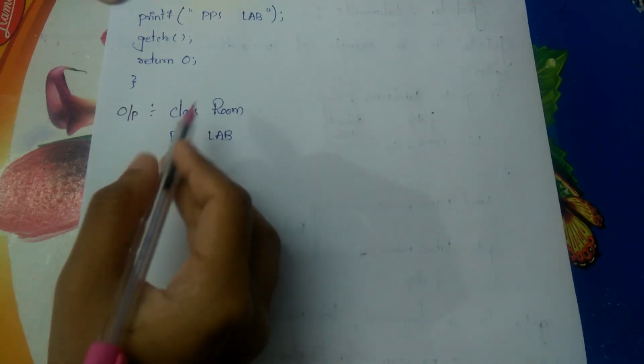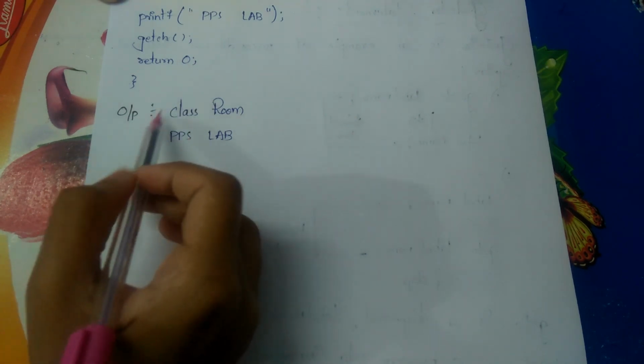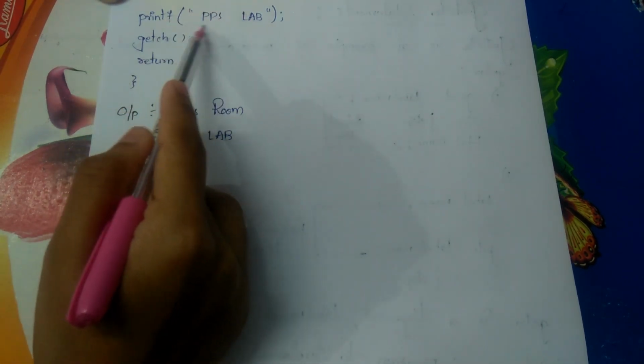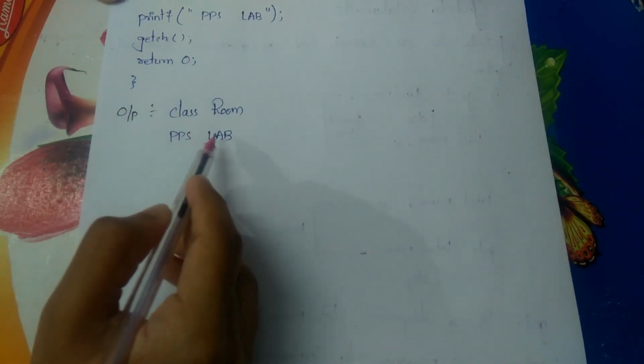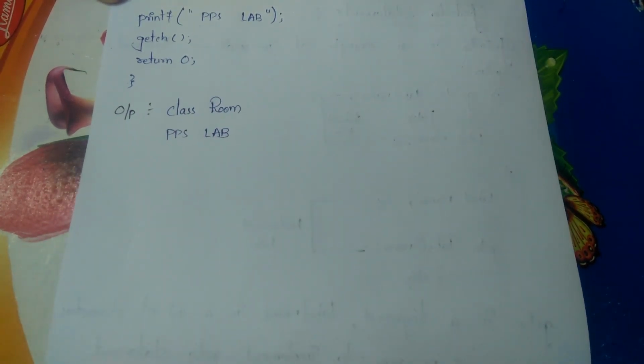Now after that we are calling the lab, and after the lab we have one print statement. So it directly prints that statement. It will be printed as PPS lab. Now this is about the goto statement.